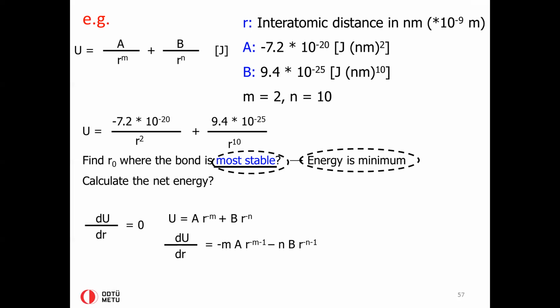So here, the interatomic distance is given in nanometers, or 10 to the -9 meters. And the constants, the units are not physically meaningful, but when you plug in the values of the exponents, 2 and 10, then this gives you joule nanometer squared divided by nanometer squared, hence joules. And this is joule nanometer to the 10th power divided by nanometer to the 10th power, which is again joules. Joules plus joules gives you joules.